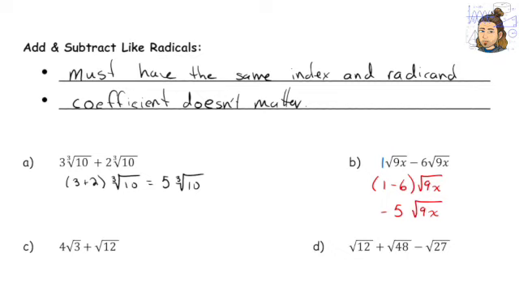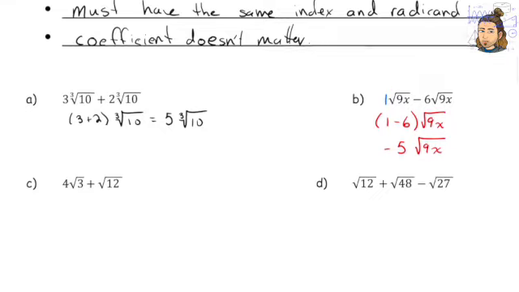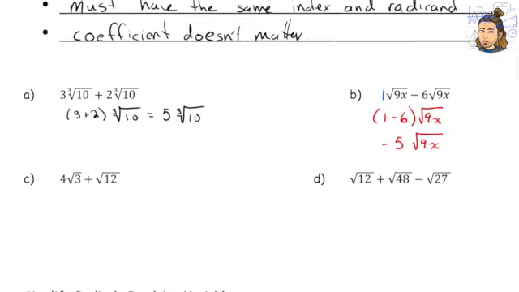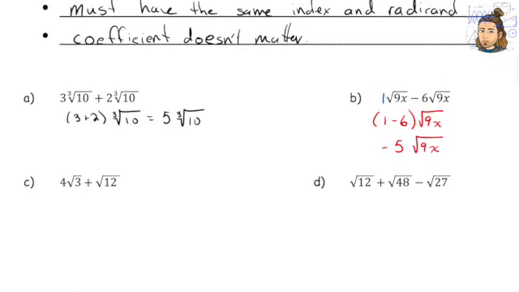Okay, let's look at another one here. C here, we can see they don't actually match right now, but the question is can we make them match? Well, if we simplify that square root of 12 first, that's going to be 2 root 3, because we have square root of 4 times the square root of 3. And so that gives us 4 root 3 plus 2 root 3.